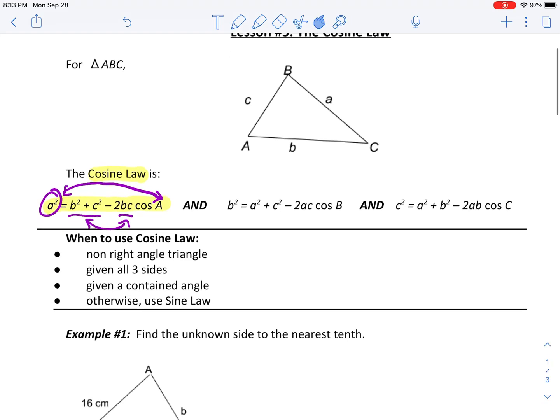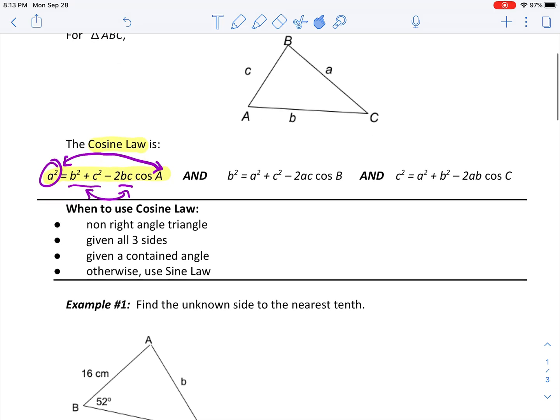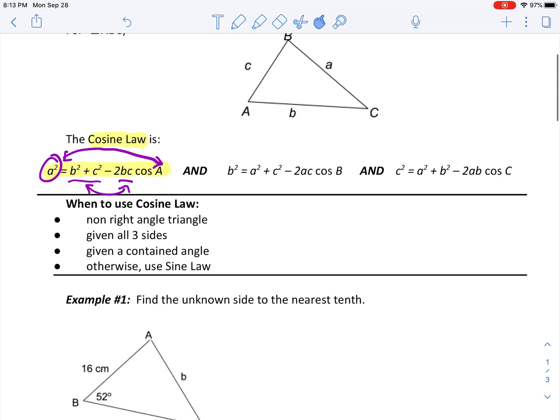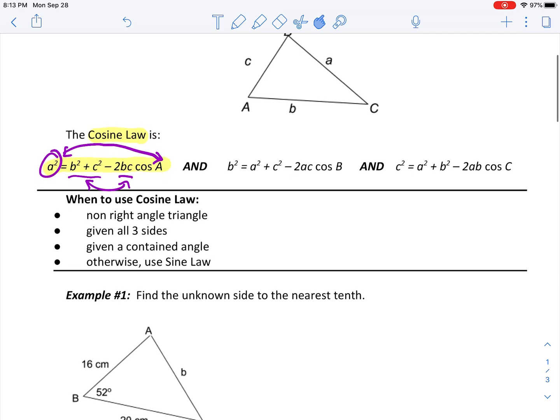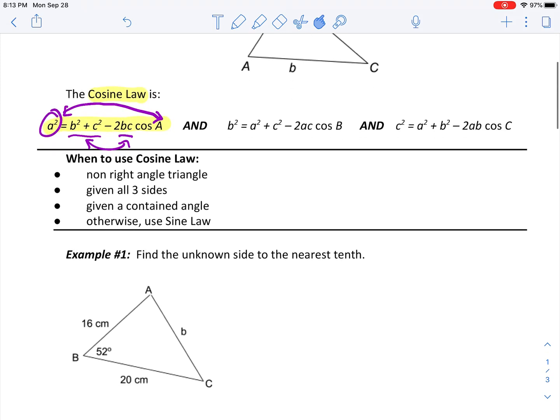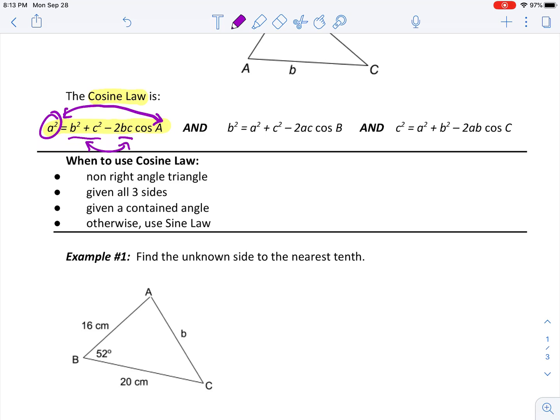Okay, so when do we actually use this? It's when we have non-right angle triangles, when you're given all 3 sides of a triangle and trying to find a missing angle, or you're given something called a contained angle. So a contained angle is when you have a side and the angle in between the two sides. So we know this side, and we're trying to find that angle there. Sorry, we know that angle in between the two.